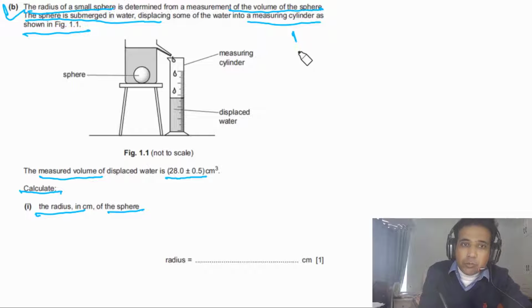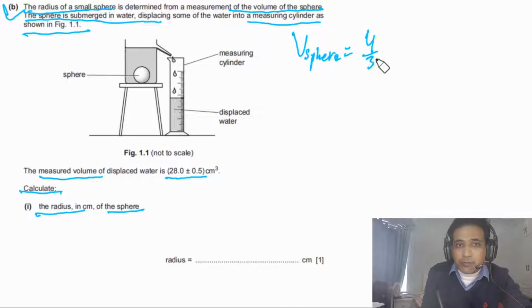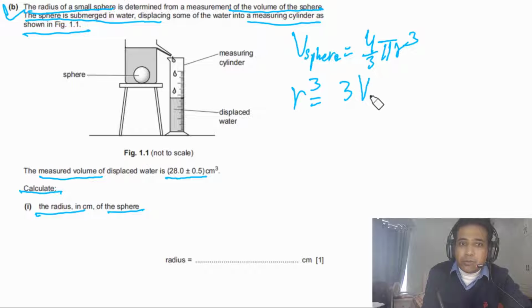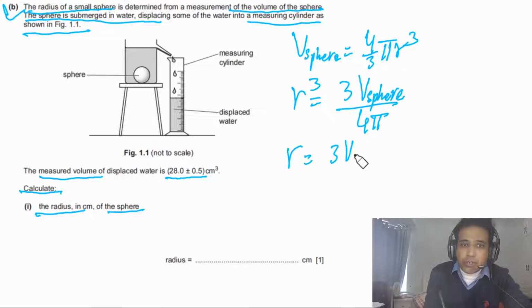So we have the volume of a sphere. First of all, we can write down volume of sphere is equal to 4 by 3 pi r cube. We need to find the value of radius, so we can rearrange. So r cube is 3 times volume of sphere divided by 4 pi. Now we need the value of r, so we have to take the cube root on both sides.